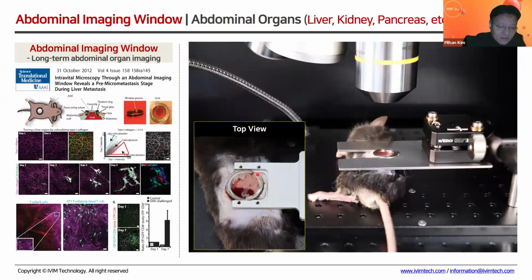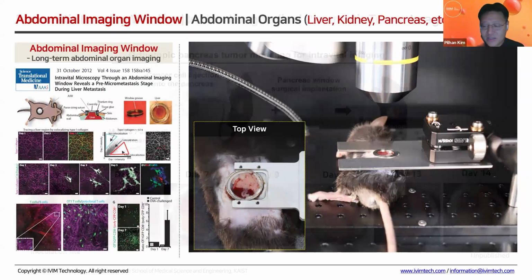Okay, and let me jump into the other model, the other technique, which we call the abdominal imaging window. So it's basically a ring-shaped window. Again, it can be permanently implanted on the abdomen of the live mouse model. And through this imaging window, we can image the abdominal organs, such as liver, kidney, pancreas, spleen, and so on. So let me show you one example.